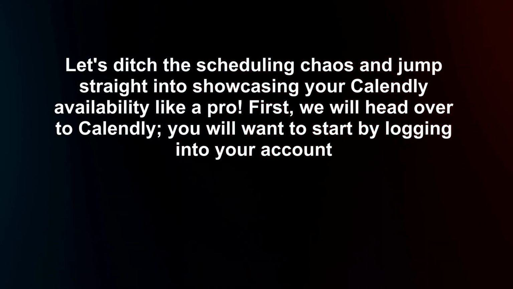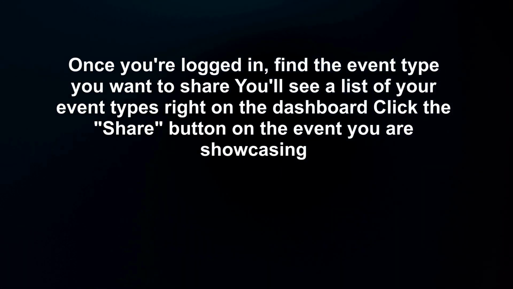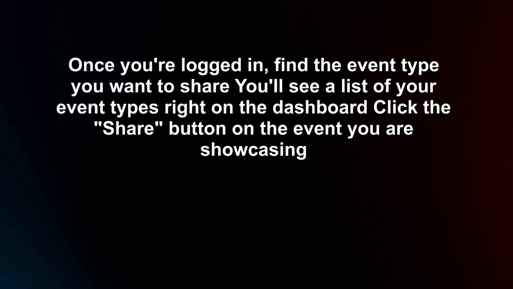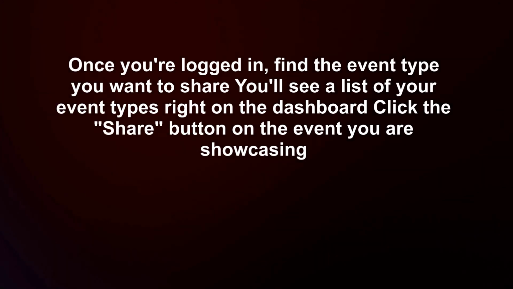First, we will head over to Calendly. You will want to start by logging into your account. Once you're logged in, find the event type you want to share. You'll see a list of your event types right on the dashboard. Click the share button on the event you are showcasing.